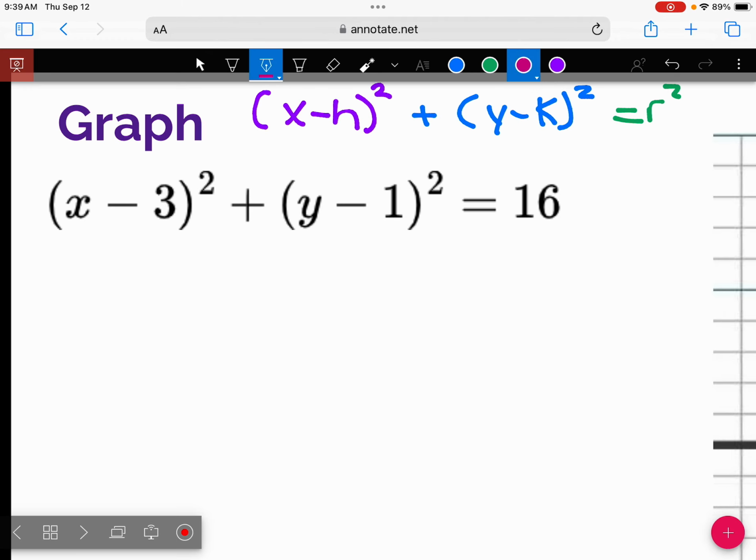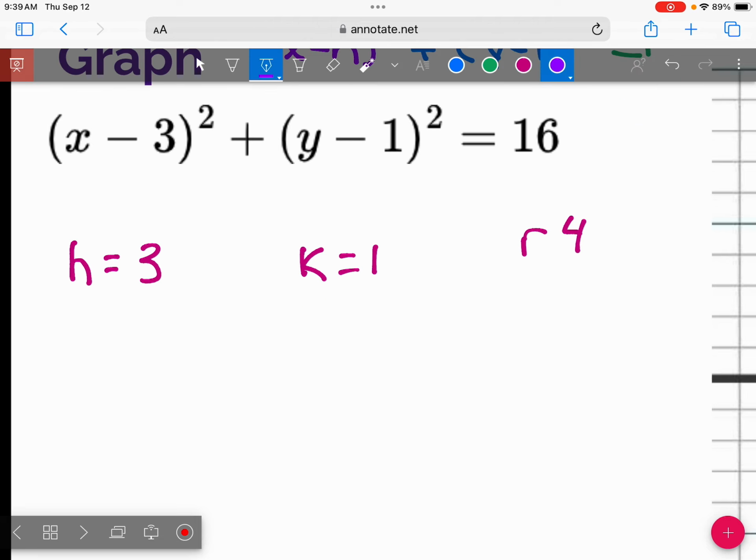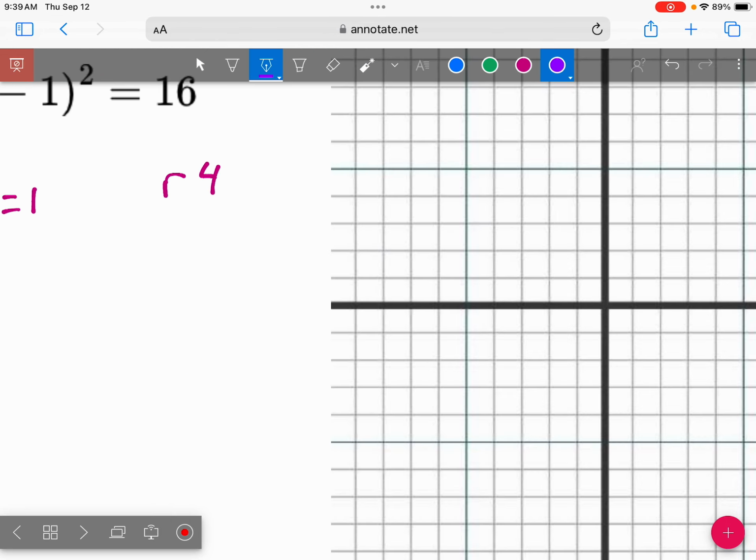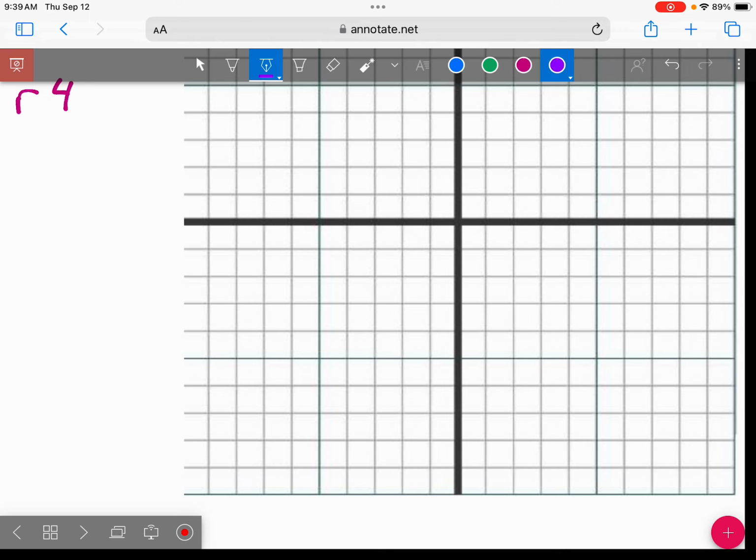So my first question is, what is our h? 3. What is our k? 1. What is our r? 4. So we have a center at the point 3, 1. So we start there, at 3, 1.